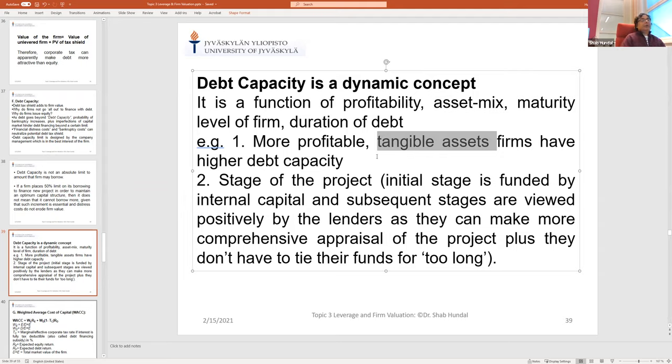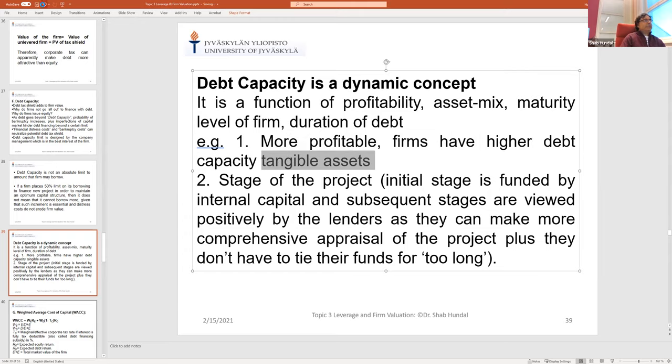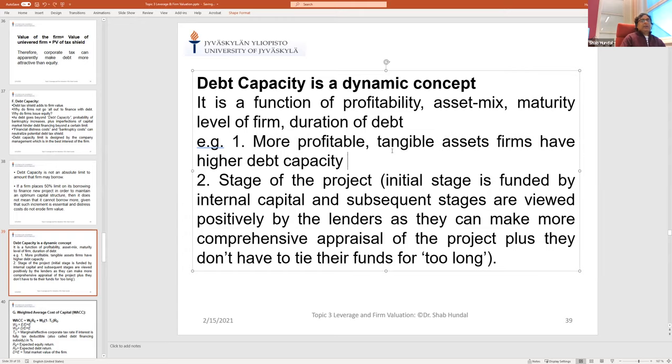Okay, so the firm which has comparatively more tangible assets is a better borrower. If you are the bank manager and BP is approaching you, and at the same time somebody from Microsoft is approaching you, and you have to make a choice between the two, then all else being equal, your preferred borrower would be BP, not Microsoft.